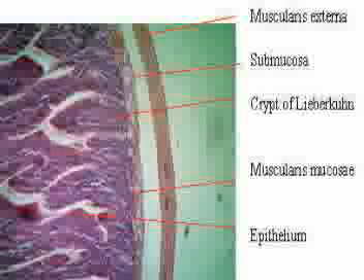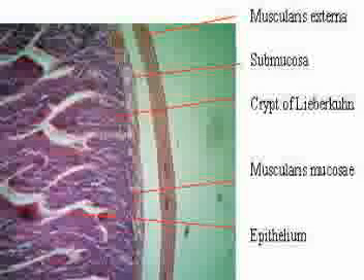Duodenum is part of the gut. The submucosa of the duodenum seems to merge with the lamina propria, and it contains so many glands, which are called Brunner's glands.